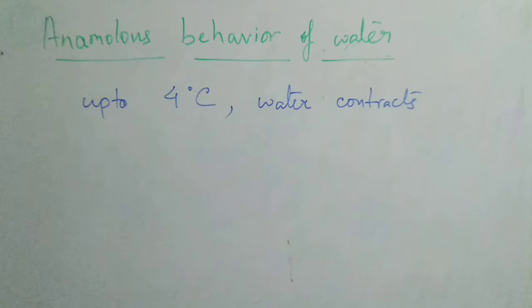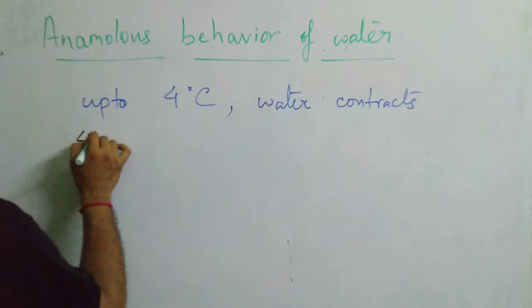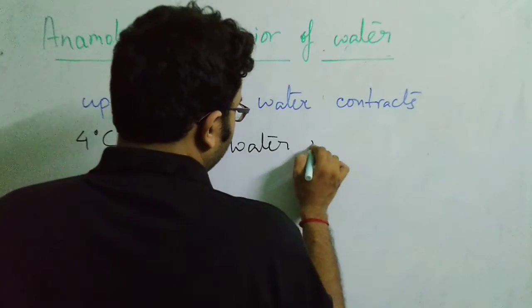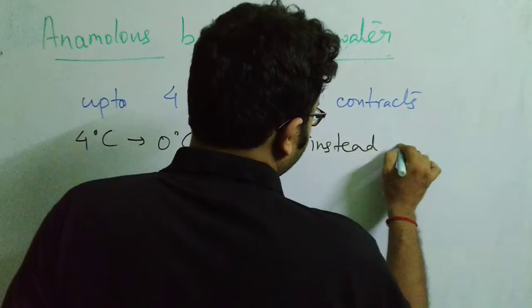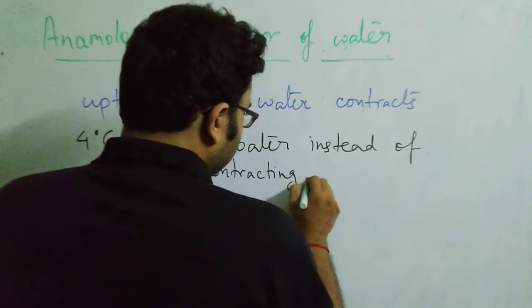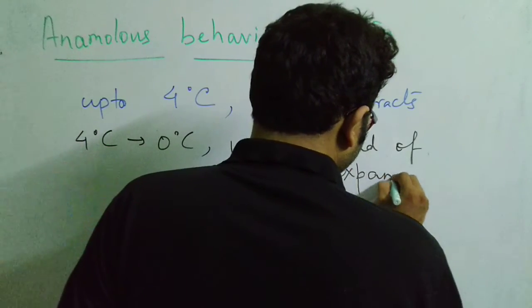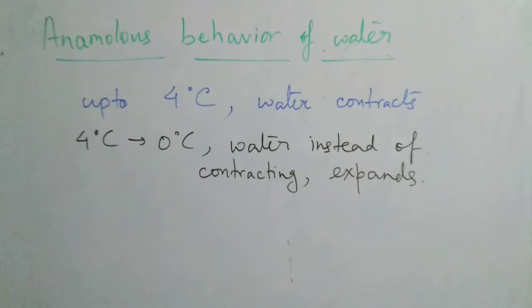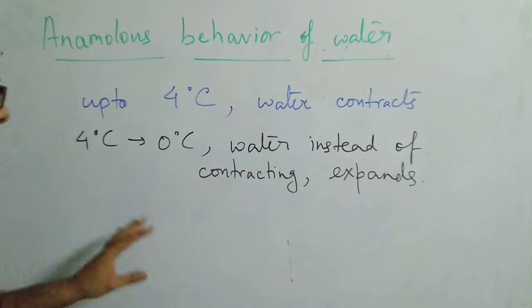After that, when you cool further from 4 degrees centigrade to 0 degrees centigrade, what happens? Water expands instead of contracting. Okay, very good. Now this is actually abnormal. The word anomalous means abnormal. It should have contracted, but it expands. So this is the anomalous behavior of water, and it takes place up to 0 degrees centigrade.